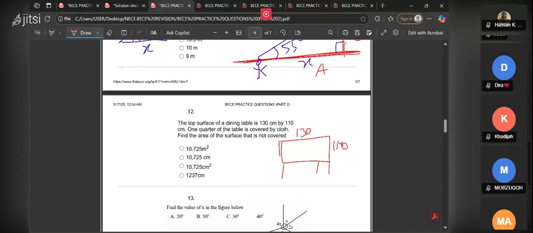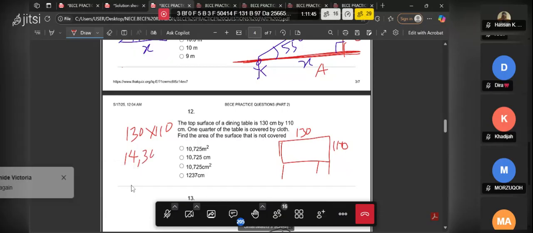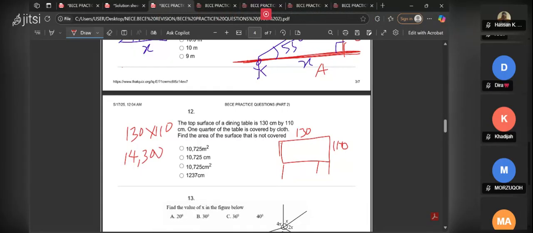So how do we calculate this area? This is in form of a rectangle. So that means 130 times 110. You calculate that, and that gives 14,300. Now, 1/4 of it is covered.